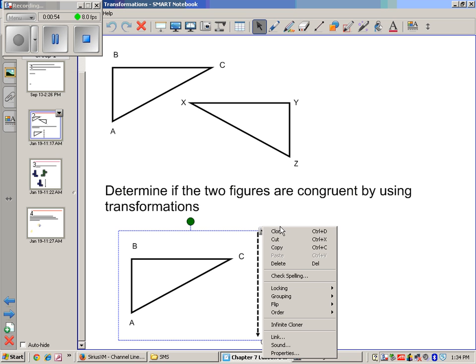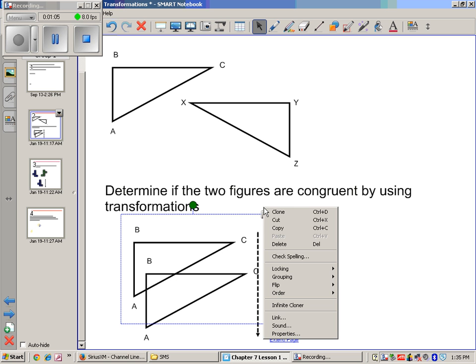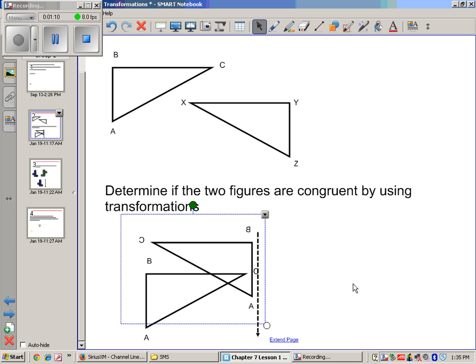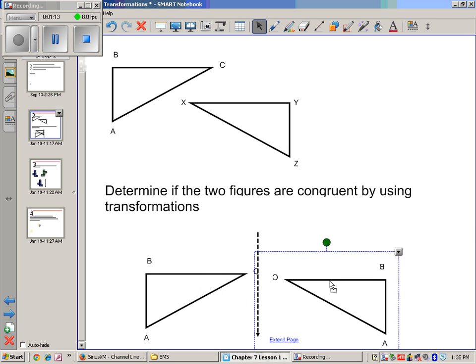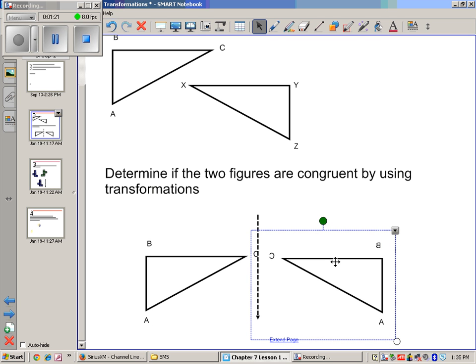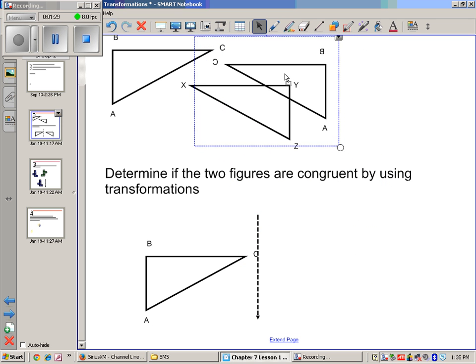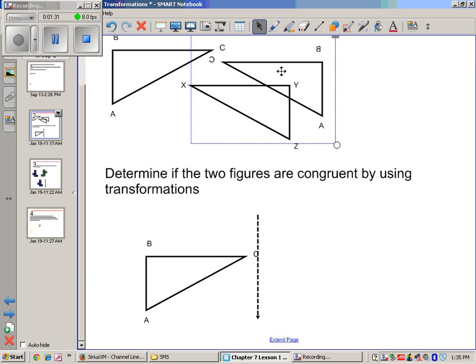we're going to clone it first. Then we're going to take our clone figure and we're going to flip it over. So voila, that's a reflection of triangle ABC. Now we just have to see what else we can do. So we're going to just slide it up, or translate it, up to XYZ. And look what we have there.